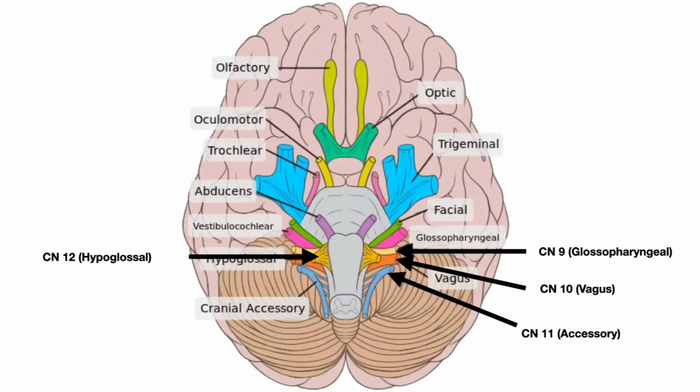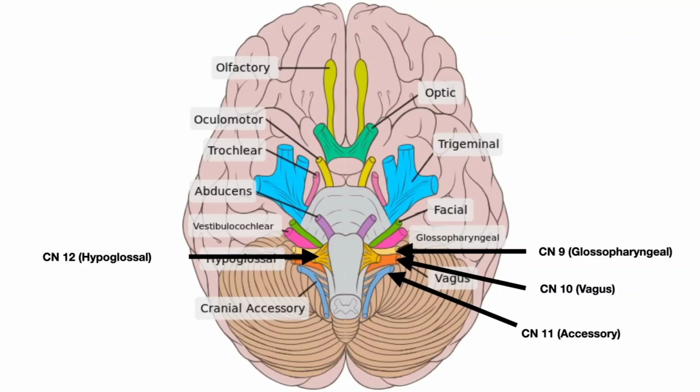On this image you can appreciate cranial nerve 9, glossopharyngeal, cranial nerve 10, vagus, and cranial nerve 11, accessory nerve. As far as cranial nerve 9, the glossopharyngeal nerve, is concerned, it has both motor and sensory activity, and arises from the medulla oblongata, and it is responsible for the throat, neck and tongue.